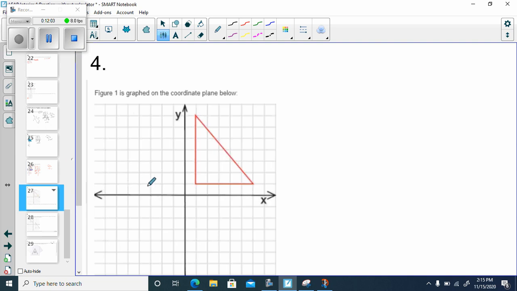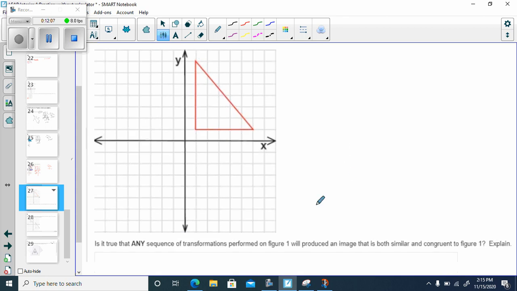Now, number 4. Figure 4 is graphed on the coordinate plane below. Is it true that any sequence of transformations performed on figure 1 will produce an image that is both similar and congruent? Both similar and congruent. Okay, well, let's think about that. Let's think about our transformations. We've got rotations. We've got reflections.